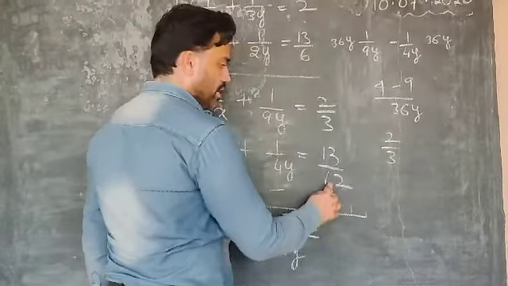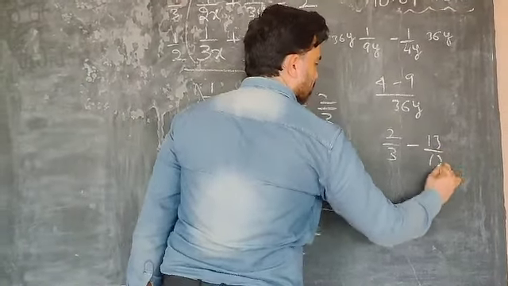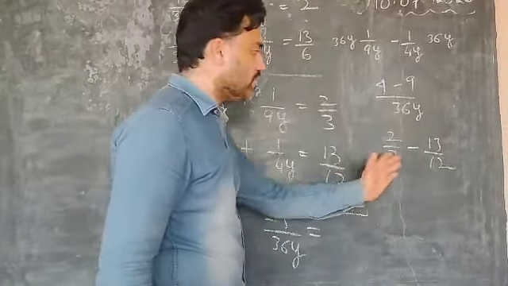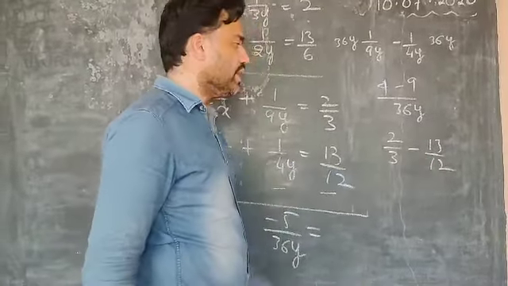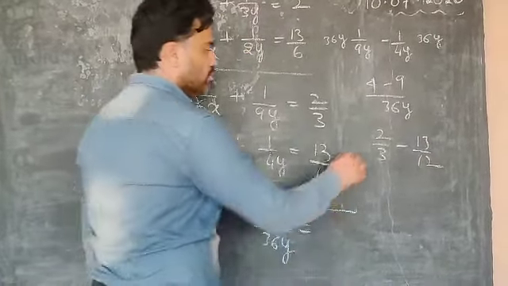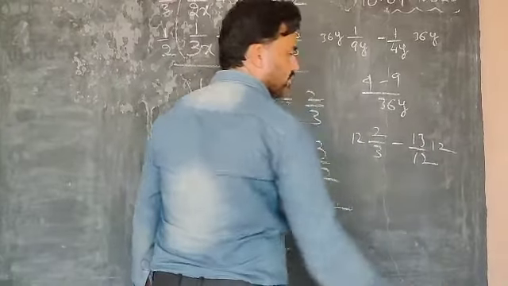Okay, 2 by 3 minus 13 by 12. Can you tell me what is the LCM of 3 and 12? LCM of 3 and 12. Okay, 12. Therefore, multiply first fraction by 12, second fraction by 12.